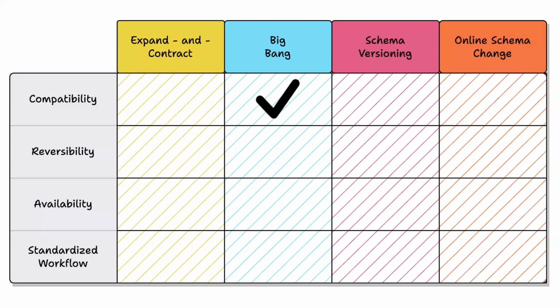So what are the pros? The Big Bang strategy does address the compatibility challenge. Temporarily bringing down the application before migration and bringing up the new version only after the migration is complete ensures constant compatibility between the running code and the existing database. But the Big Bang strategy leaves a lot to be desired. Thankfully, we do have other options.